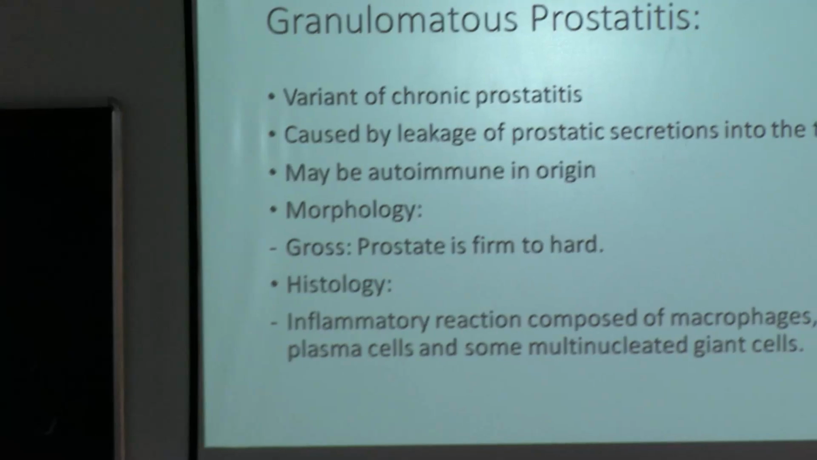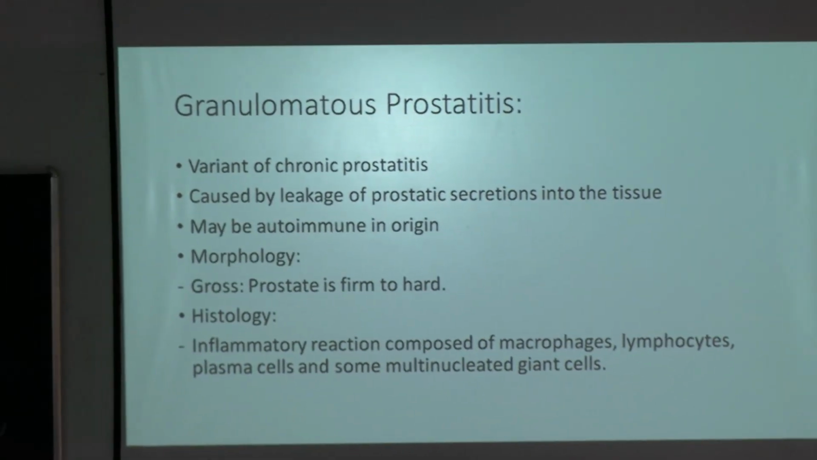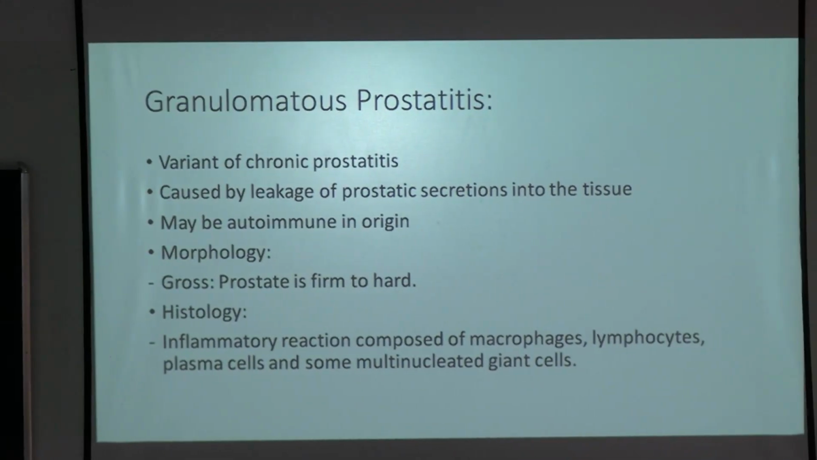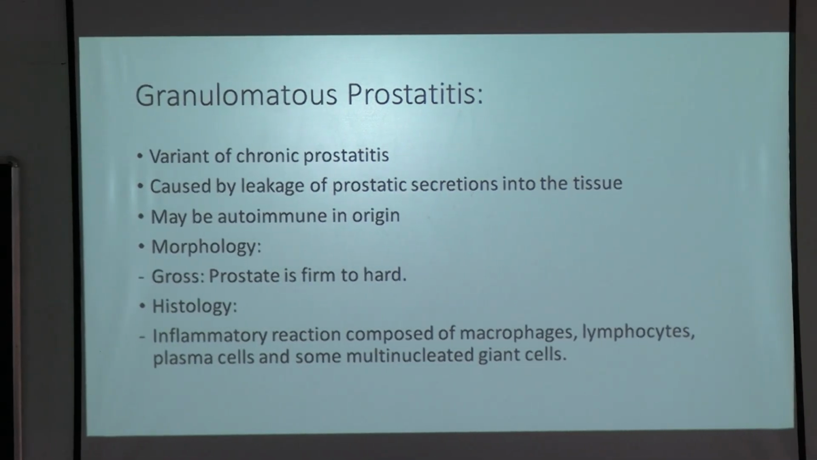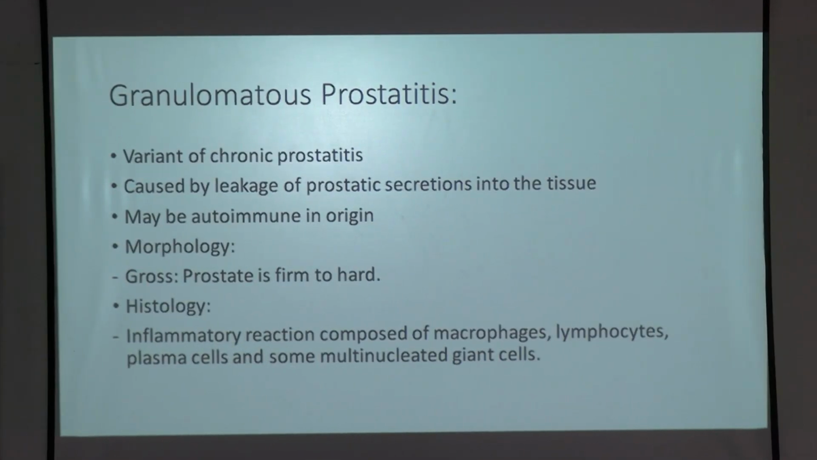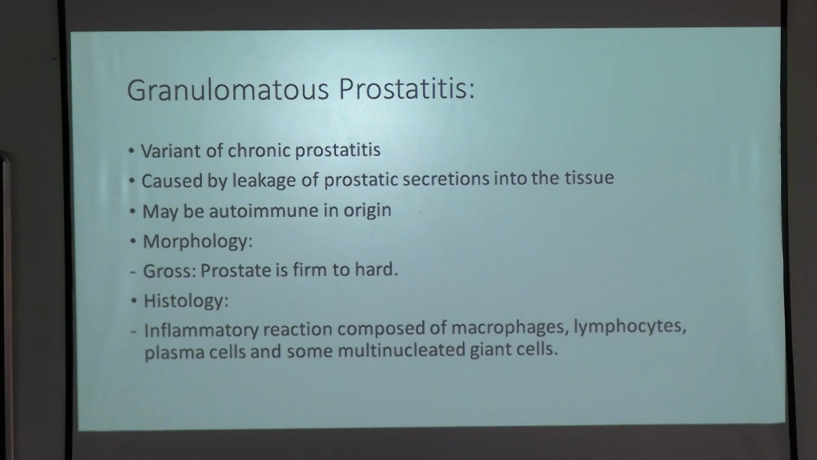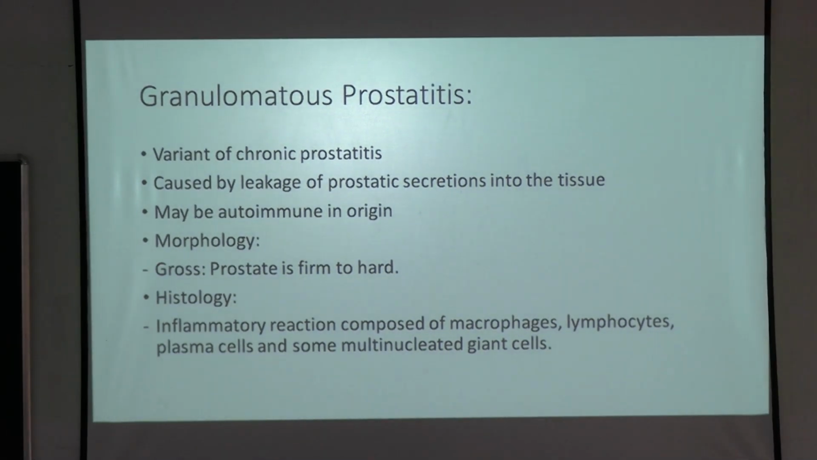Now coming to granulomatous prostatitis. It is a variant of chronic prostatitis. It is mainly caused by leakage of prostatic secretions into the tissue. It may be autoimmune, and grossly the prostate gland is firm to hard. And in histology, what will we see? Inflammatory reaction composed of macrophages, lymphocytes, plasma cells and some multinucleated giant cells, okay.